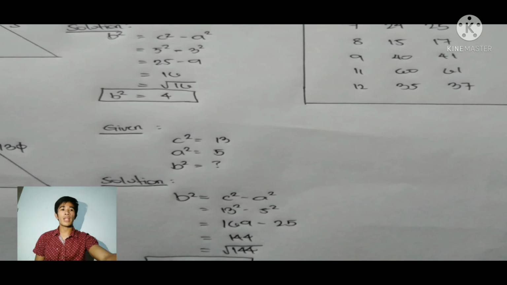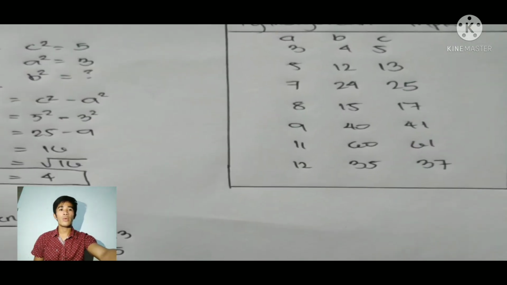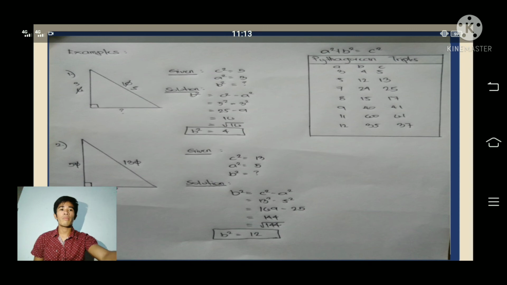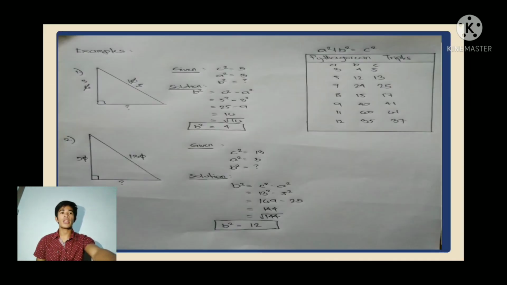So look at our Pythagorean triples. So our B is 12, the unknown, since we have the given A 5 and C is 13. So guys, makakatulong po talaga sa atin if na-memorize po natin yung Pythagorean triples.